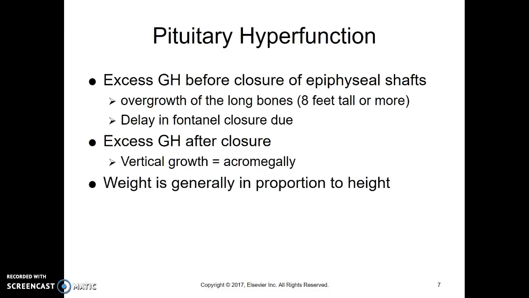If you have too much growth hormone, so hyperfunction of the pituitary gland, it depends on when this happens, of what you're going to see. If it happens before the growth plates have closed, you're going to get really tall, because it's going to make those long bones grow. This is somebody who can be up to 8 feet tall. They're also going to have a really large head, and that's going to make the fontanelles stay open longer.